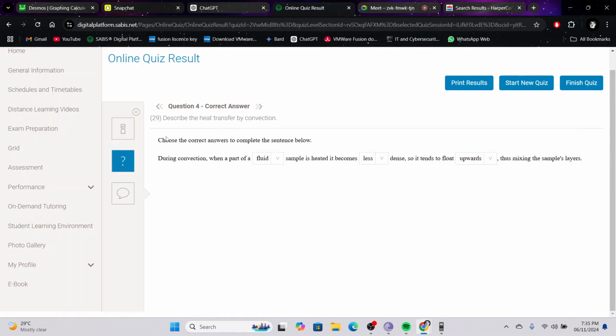Describe the heat transfer by convection. Okay, choose the correct answers to complete the sentence below. During convection, when a part of a fluid sample is heated, it becomes less dense, so it floats upwards. Obviously, because of density, the less dense goes up, and the more dense goes down.